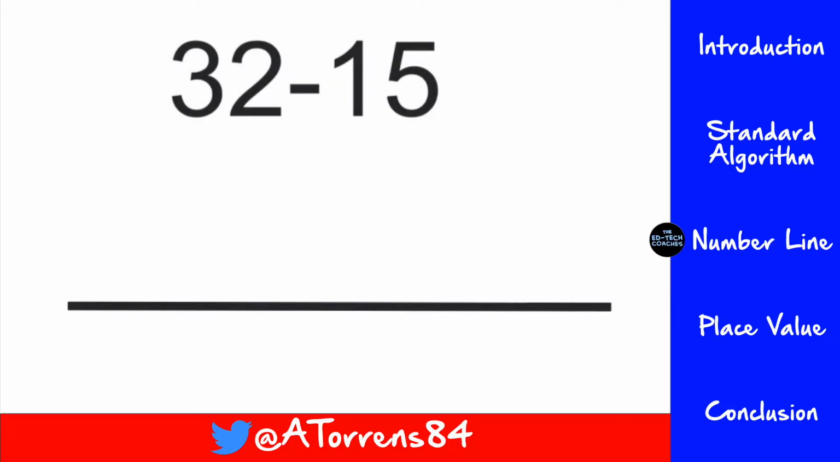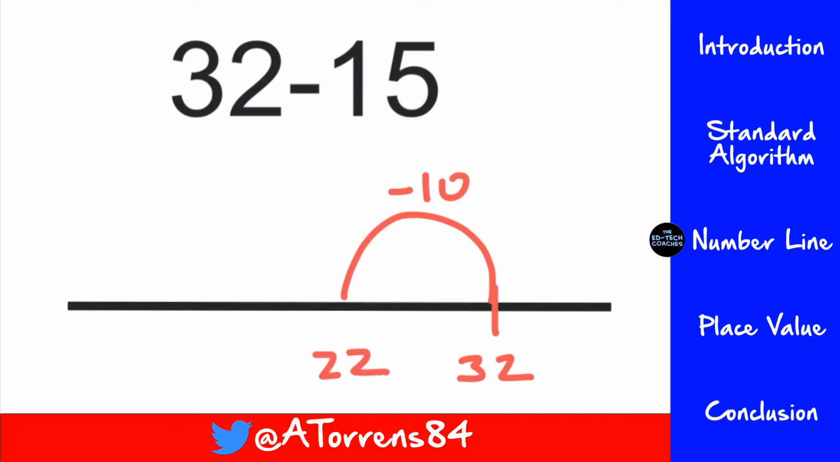This is how I solve 32 take 15 using a number line. So I'll start off by finding 32. I can just put 32 here, nice and neat. So 32, I want to take away my 10s first. So I take away 1 10. So I've taken away 10. That leaves me on 22.